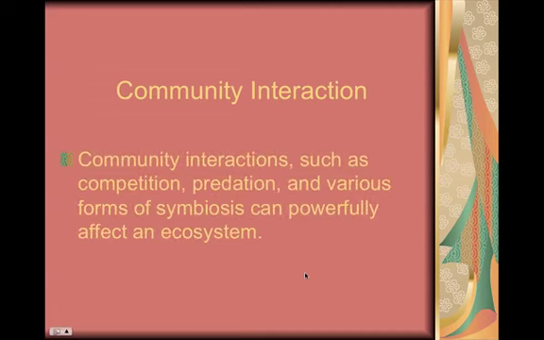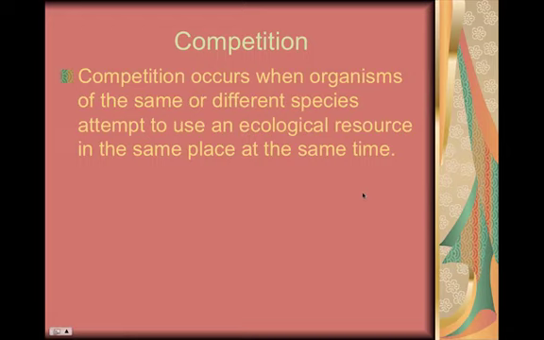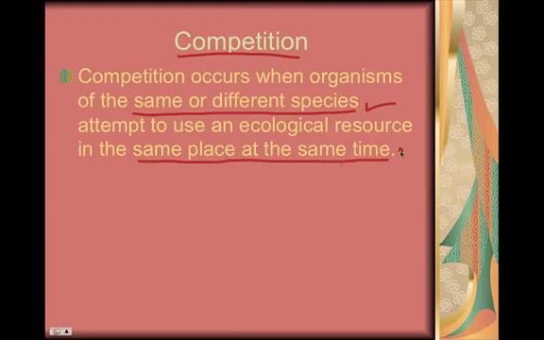Community interaction, such as competition, predation, and various forms of symbiosis, can powerfully affect an ecosystem. The first one, competition, is something that I think you really know what the definition is. So competition occurs when organisms of the same or different species attempt to use an ecological resource in the same place at the same time. So once again, competition is the same or different species using an ecological resource in the same place at the same time.